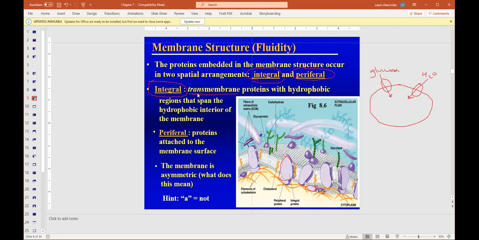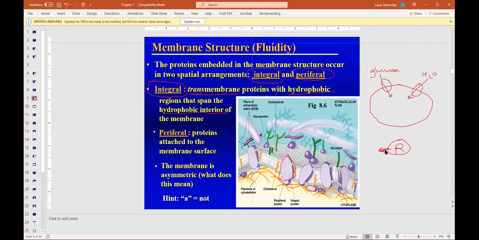They're trans. Remember, trans is across. They have hydrophobic regions that span the hydrophobic interior of the membrane. So remember, these are proteins, and remember, proteins have those R groups, and the R groups here that are going to be inside the membrane are going to be polar or non-polar.